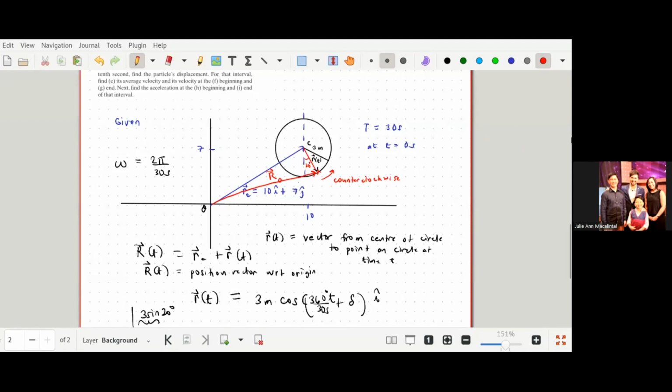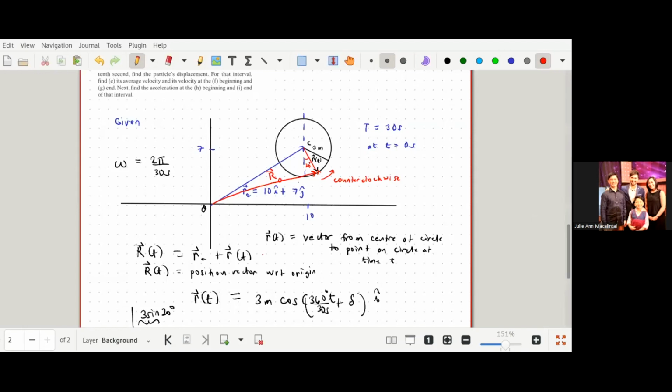So, yung idea dito ay break the problem into two parts. First, yung position vector with respect to the center. And then, yung position vector can be written as the sum of the position vector of the center plus yung position vector with respect to the center.